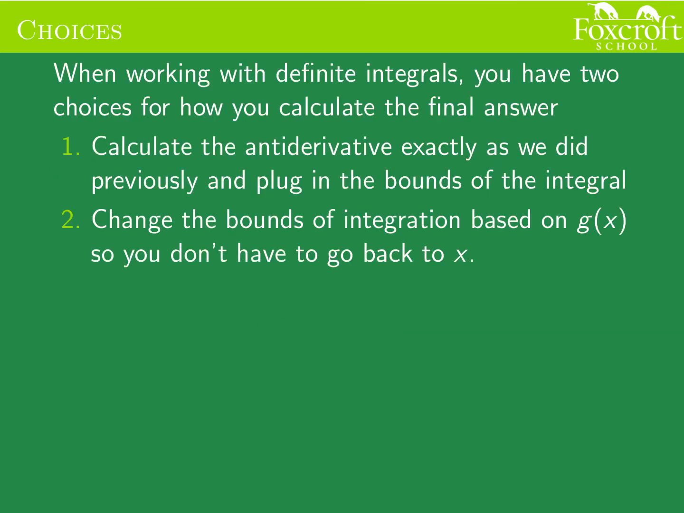When you're working with definite integrals, you actually have two different choices. You could basically just calculate the antiderivative like we did in the previous video and just plug in those original bounds. So nothing really different than what we've done before. But you can actually save yourself a step at the end, and instead of going back to x, you can change your bounds to be in terms of this new g of x, and then plug those numbers in instead. It might be a little confusing reading it, but let's just see how it works in practice. So we'll do one example of each of these.